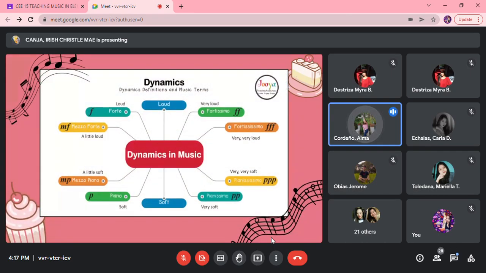So ito po yung dynamics, definition and music term. So very loud is fortissimo, and very soft is pianissimo. Pianissimo is very soft. Piano is soft. Mezzo piano is a little soft. Mezzo forte is a little loud.